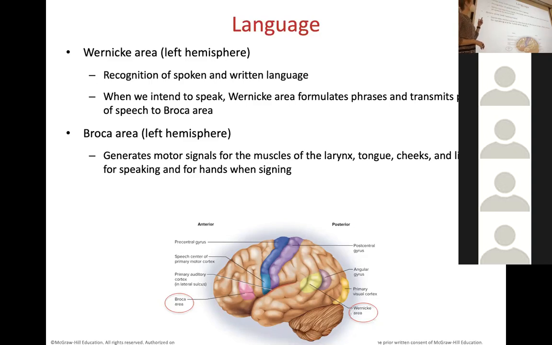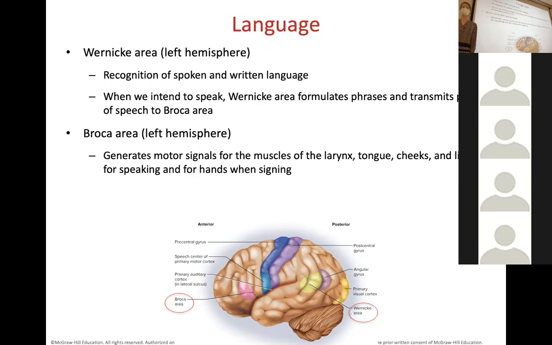The Wernicke area is sort of taking in the information. So it's recognizing written language and spoken language and processing that information to understand what it means. The actual act of talking or signing with your hands or writing is carried out by the other part, Broca's area. So the Wernicke area will take in information and then send information to Broca's area to actually allow for the expression of anything that that person wants to say. So Broca's area controls muscles for the larynx, which is your voice box, tongue, cheeks, lips, and hands for signing.